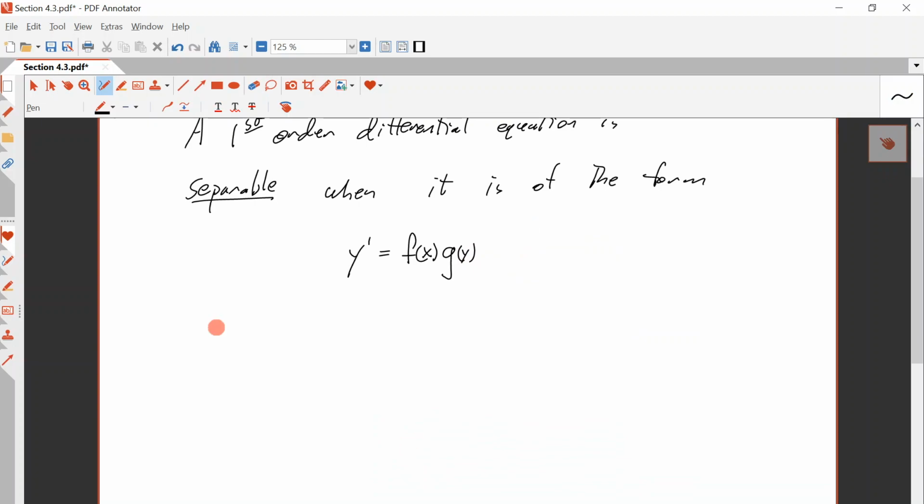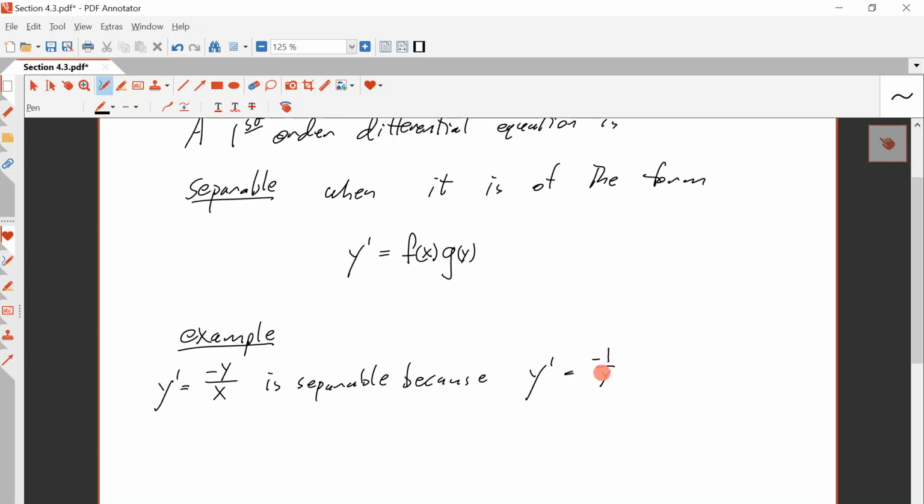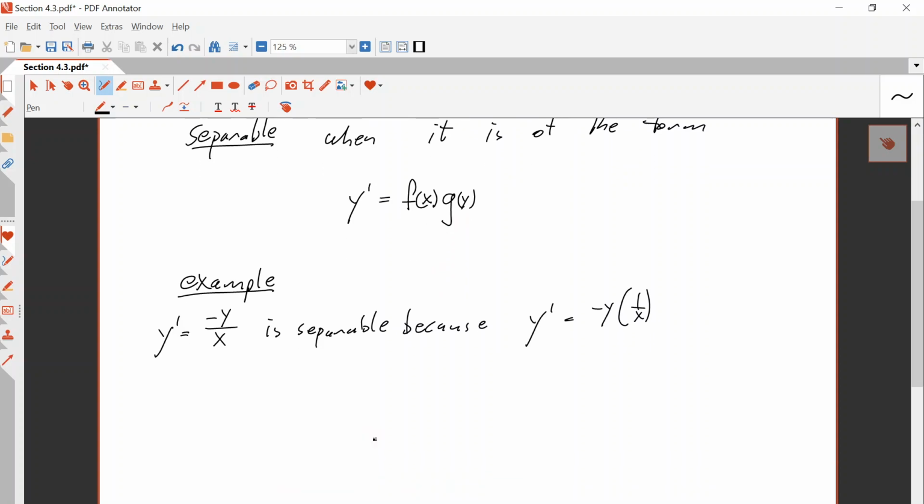Okay, so for example, y prime equals minus y over x, which is one that we looked at in section 4.1, is separable because, well, it's not exactly written like that, but you can just rewrite it as minus 1 over y, minus y times 1 over x, right? So now it's written as f of x times g of y.